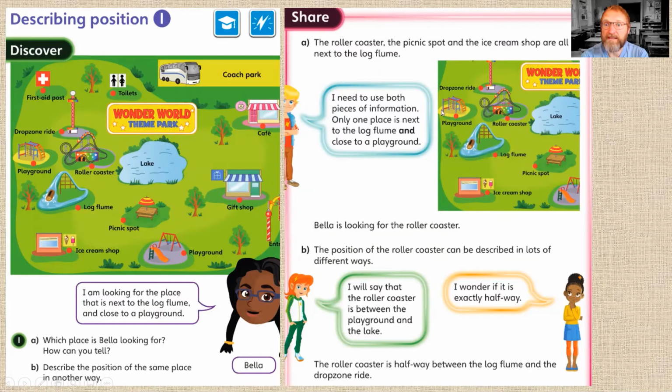Okay, so we can see the playground here. Here's the log flume, and you can see, yes, it's the roller coaster that's both next to the log flume and close to the playground. So Bella is looking for the roller coaster. Question 1B was describe the position of the same thing in another way. So the position of the roller coaster can be described in lots of different ways. I will say that the roller coaster is between the playground and the lake. So here's the playground, here's the lake, and in between there is the roller coaster.